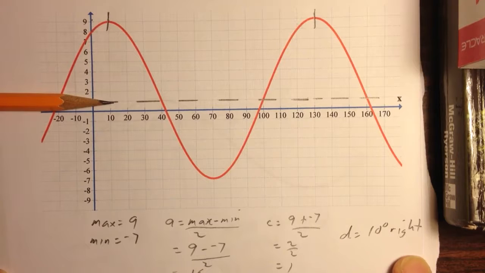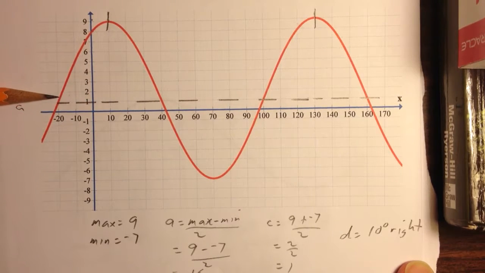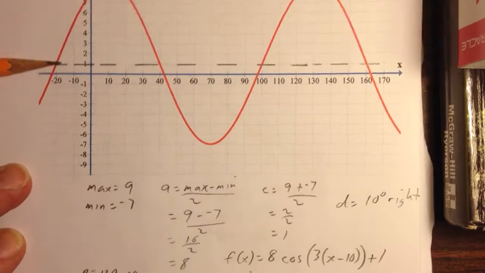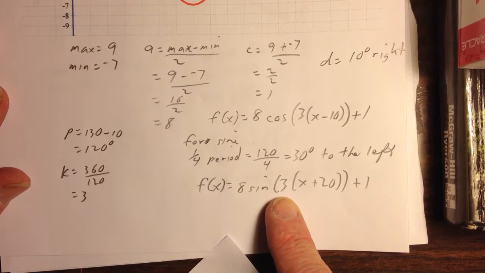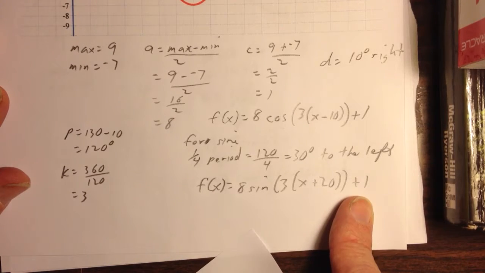So if a quarter period is going to be 30, 10 minus 30 is -20. So that tells me that my d value for the sine is -20, so that's going to be x plus 20, which means that for the sine function, I would have 8 sine 3(x plus 20) plus 1.